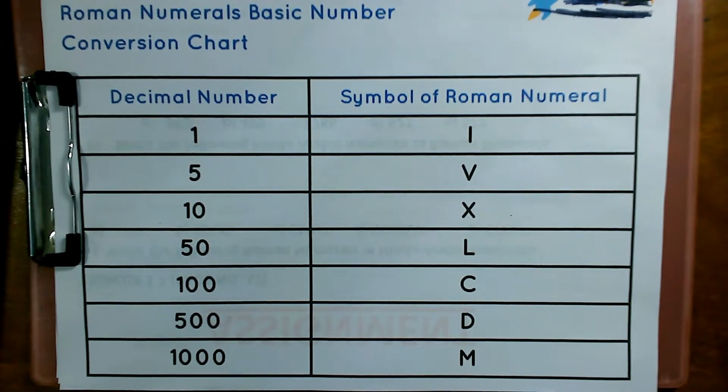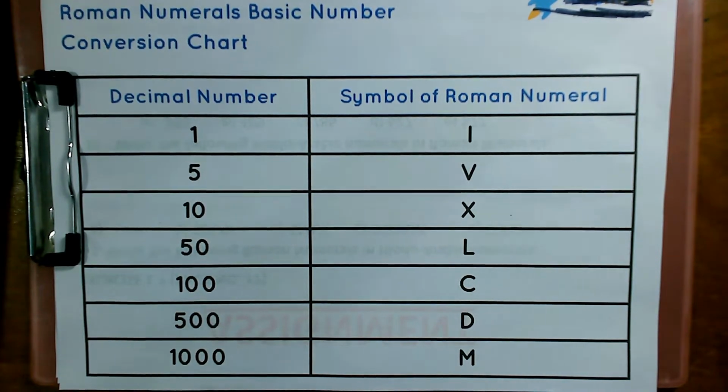Today we shall discuss Roman numbers or Roman numerals. Now when we say Roman numerals, the Romans use this system of writing numbers. So what they do is they use the following 7 letters of the alphabet to write all the numbers. So the alphabets they use are I, V, X, L, C, D and M.